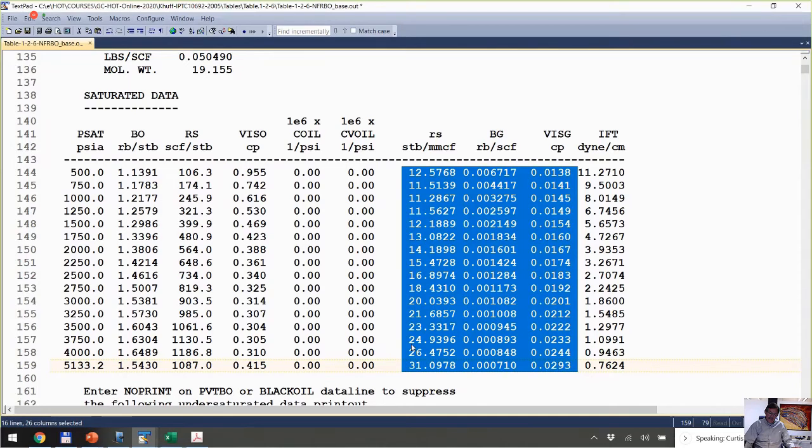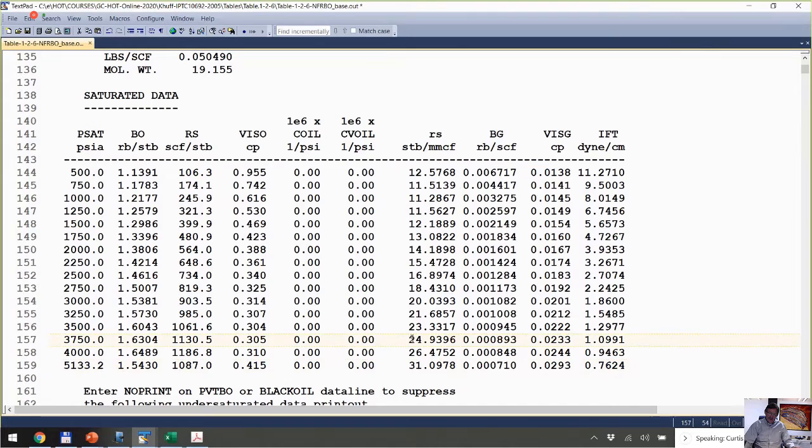And then as you go to lower pressures, the little RS, the CGR, it's becoming a leaner gas because you're getting condensation, right? So when you condense out, you lose some of the barrels in the reservoir. And what's left for the gas to carry to the surface is a lower CGR.